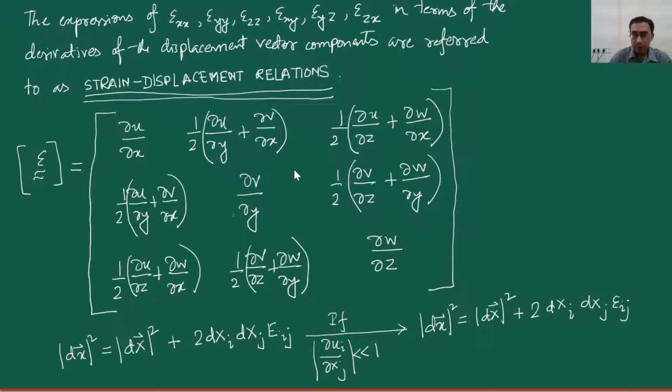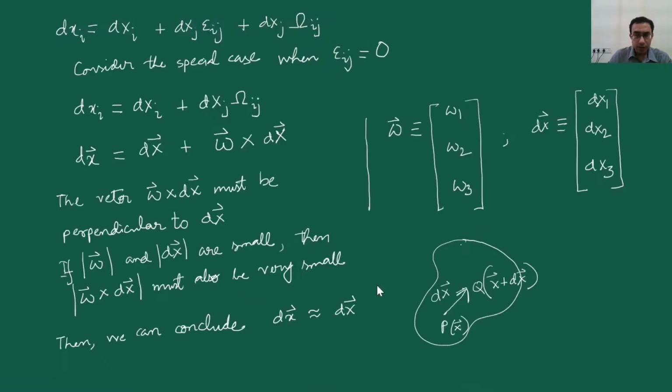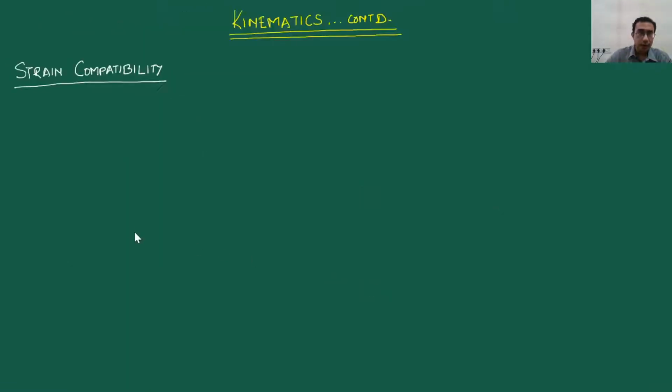The similar thing was written in the previous page also. So here we had written all these things. If you are given u, v, w as functions of x, y, z, you can just directly obtain epsilon xx, epsilon yy, epsilon zz. All that is fine. The question that we want to answer today is, let's go back to today's page. The question we want to answer today is, what if we are faced with the reverse problem?